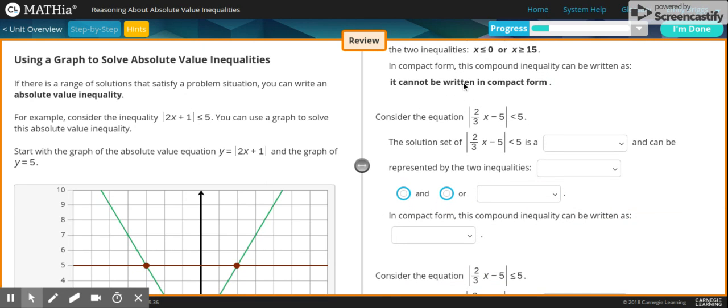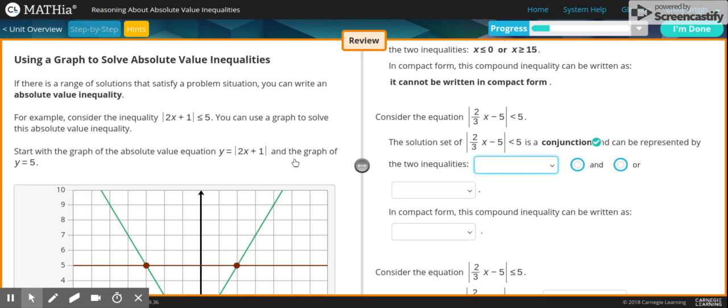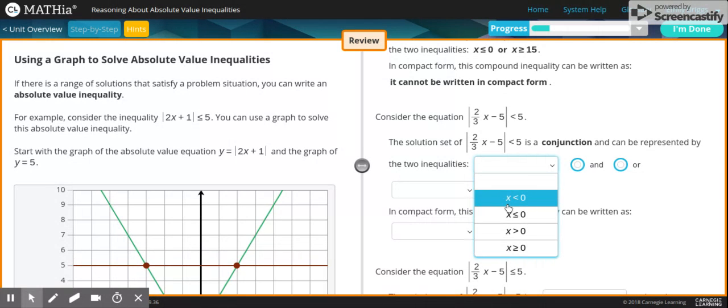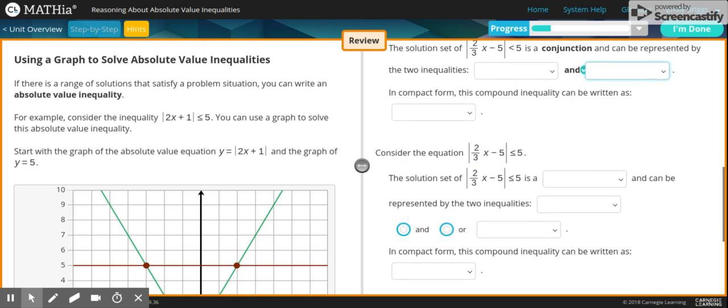Consider the equation |2/3 x minus 5| is less than 5, and the solution set of |2/3 x minus 5| less than 5 is a conjunction or a disjunction. It is a conjunction because the arrows are going this way. The two inequalities can be represented by the two inequalities. x is less than 0, x is less than or equal to 0, x is greater than 0, or x is greater than or equal to 0. But we know that with a conjunction you use the word and, so you can already type that in.